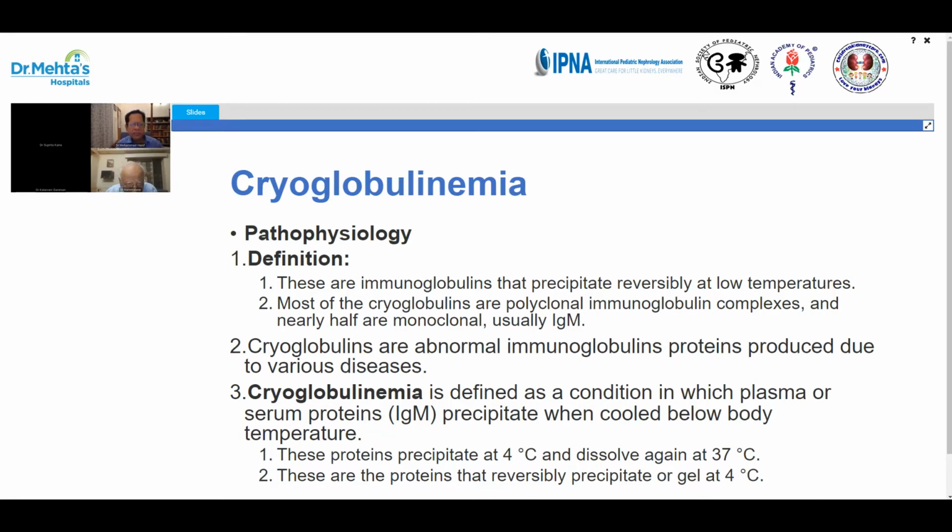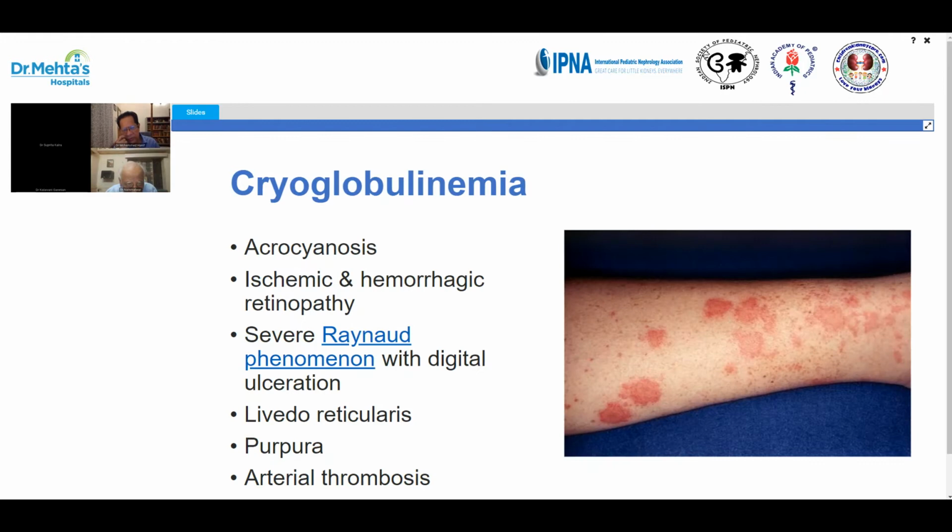They can present with acrocyanosis, ischemic or hemorrhagic retinopathy, severe Raynaud phenomenon with digital alteration, livedo reticularis, purpura, and arterial thrombosis.